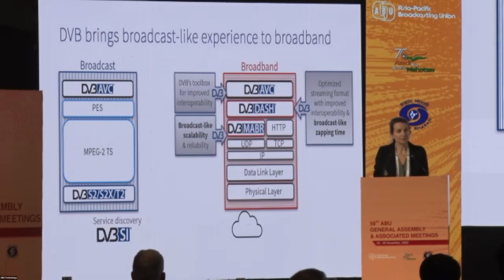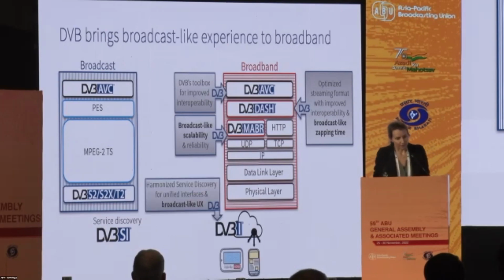Next, we introduced DVB-NIP, which is a way to enrich broadband networks with the scalability and the reliability of broadcast. So you can achieve real cost optimization for the delivery of high demand content, because your IP networks will no longer depend on the number of viewers when you are doing this MABR. So MABR initially was defined for IP networks.